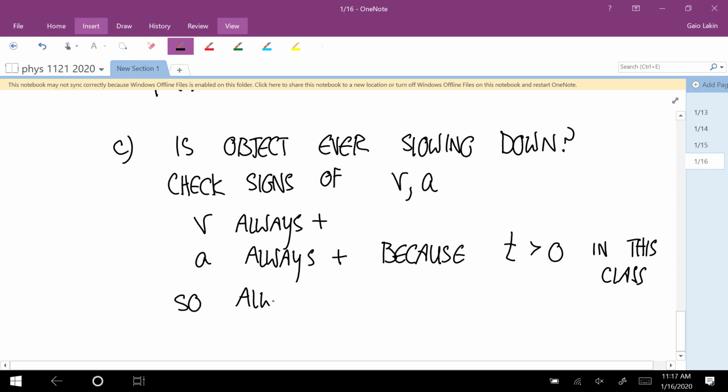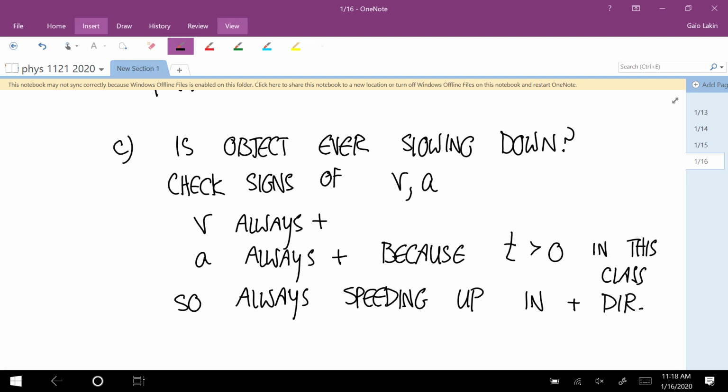So it's always speeding up. And it's always speeding up in the positive direction because the velocity tells you the direction it's moving. I have one more little question about this. What direction is it moving in the physical world? This is like a trick question. It's really more like I'm telling you something, but we don't have a positive.